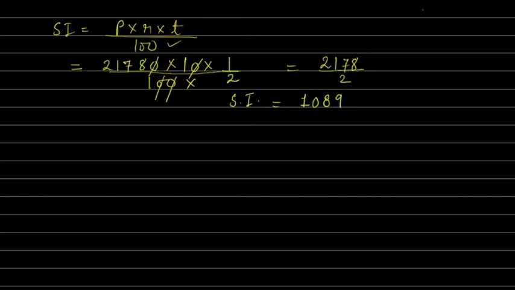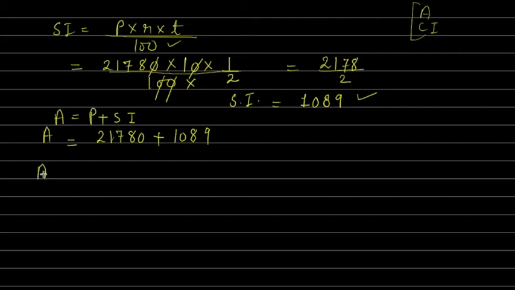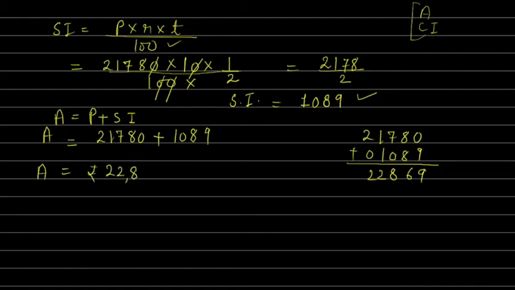Question 1, you have to calculate amount and you have to calculate the compound interest. So how much will be the amount? Amount is what? Principal plus simple interest. This is the formula to calculate the amount. Principal, how much we have taken? We have taken 21780. Interest we have just calculated is coming out how much? 1089. So if you add these 21780 and 1089, let's put a 0 here, 9, 16, 8, 2, 2. So 22,869 rupees. So this is your amount, right?